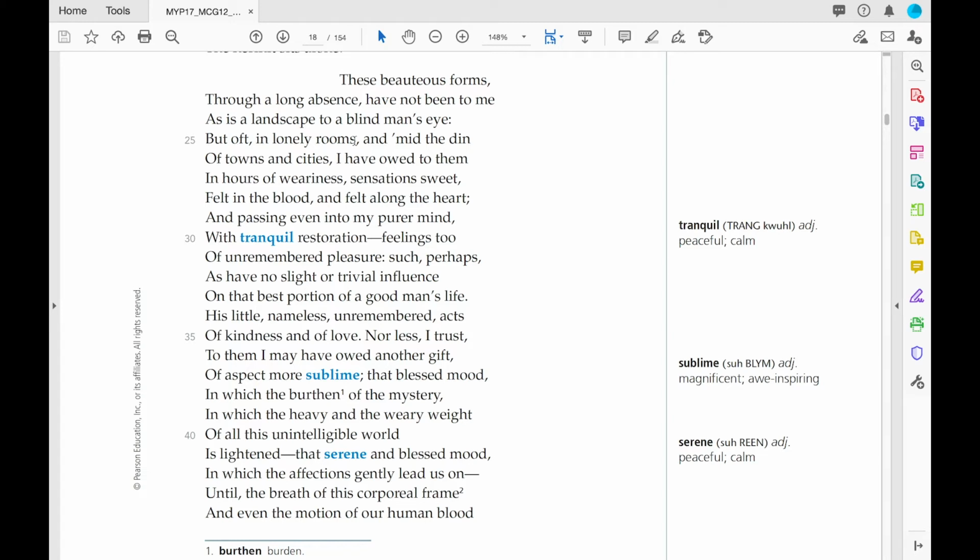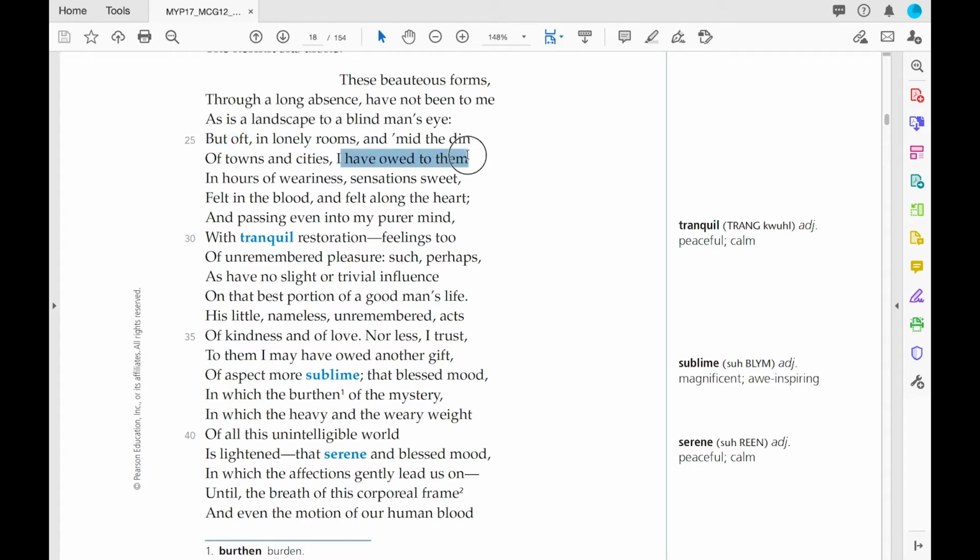But oft in lonely rooms, and mid the din of towns and cities, I have owed to them in hours of weariness, sensations sweet, felt in the blood and felt along the heart. So right here, okay, he is saying, even though I haven't been here, a long absence, it has not been to me a landscape to a blind man's eye. So I still remember exactly what it looks like. And it says often, that's like oft, in lonely rooms, he found himself in cities and towns and everything.